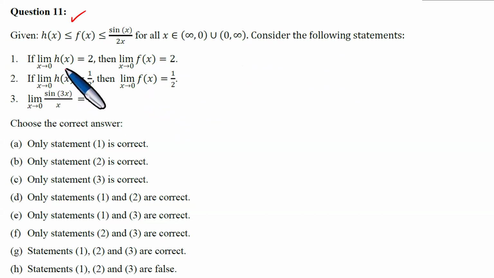so this says the limit of h of x is 2. Okay, if the limit of h of x is 2, then the limit of f of x is 2. Right, so you're able to see, therefore, that at this point, if you look very, very carefully, this one would be incorrect. It would be incorrect because if the limit of h of x is 2, it would not just mean the limit of this is actually 2 as such.